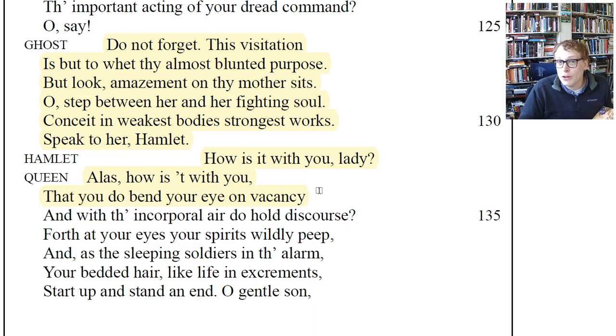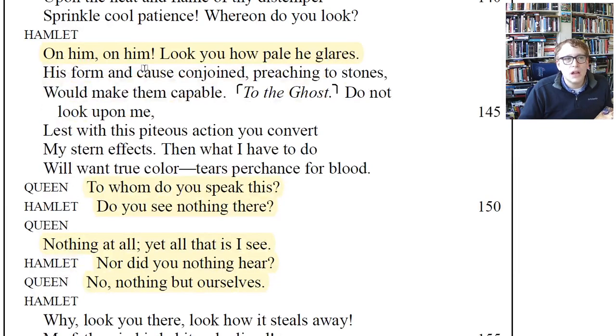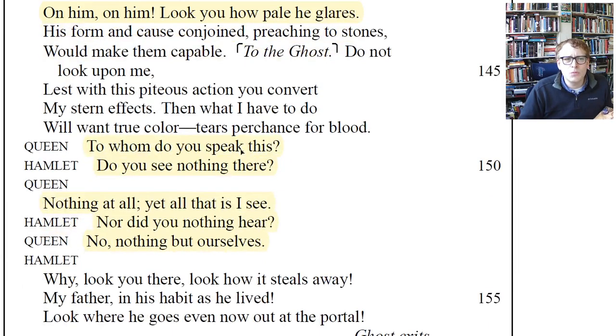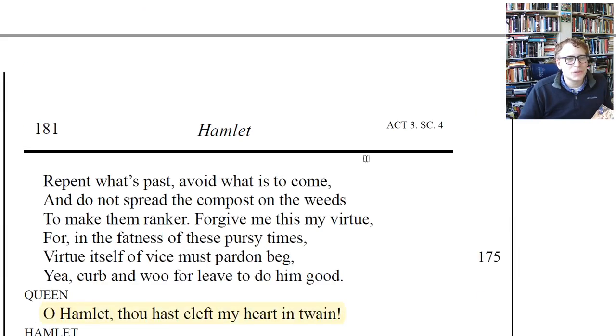She doesn't see the ghost the way Horatio and Marcellus could in Act 1. That doesn't happen here. She doesn't see the ghost. He remains invisible to her. On him, Hamlet's pointing to the ghost. Look you, how pale he glares. She says, to whom do you speak this? Do you see nothing there? Nothing at all, yet all that is I see. Right? She can't see the ghost.